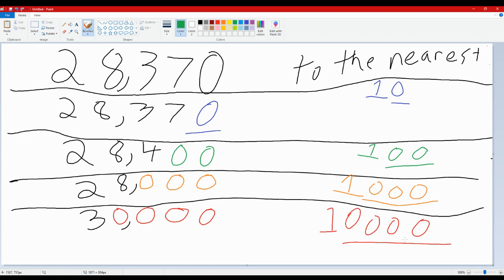If you round to the nearest 1,000, it becomes 28,000. Count the zeros, count the zeros. Count the zeros here, count the zeros here. And if you round to the nearest 10,000, then of course, that's going to become 30,000.